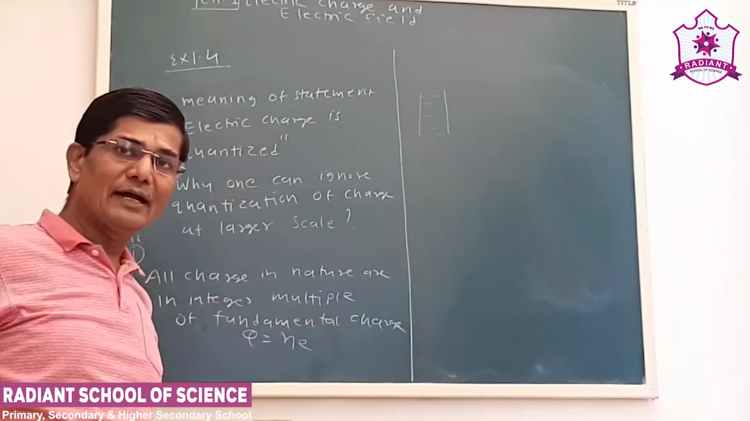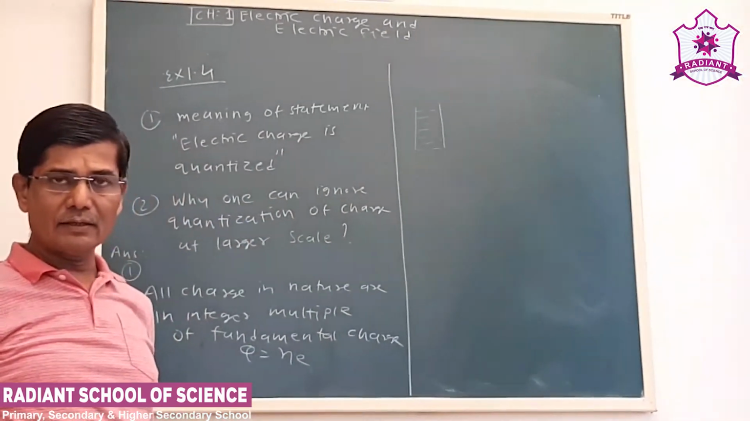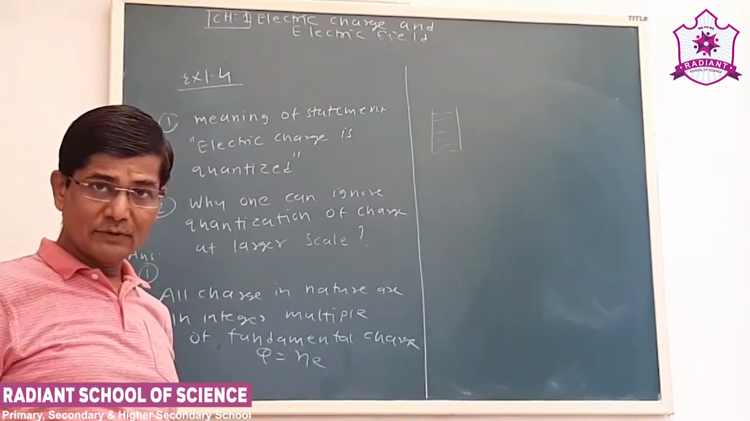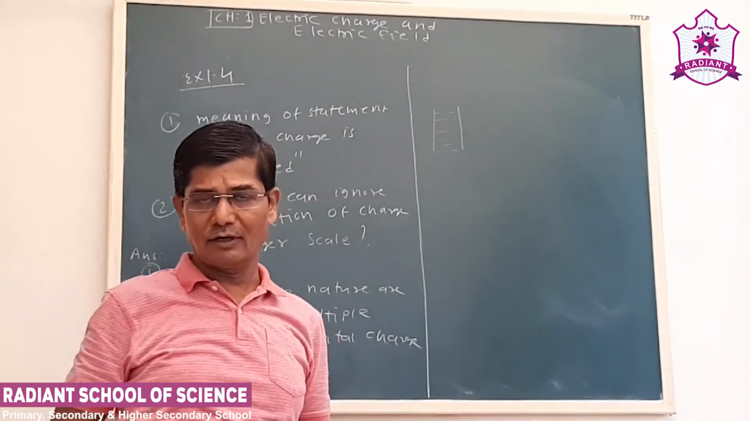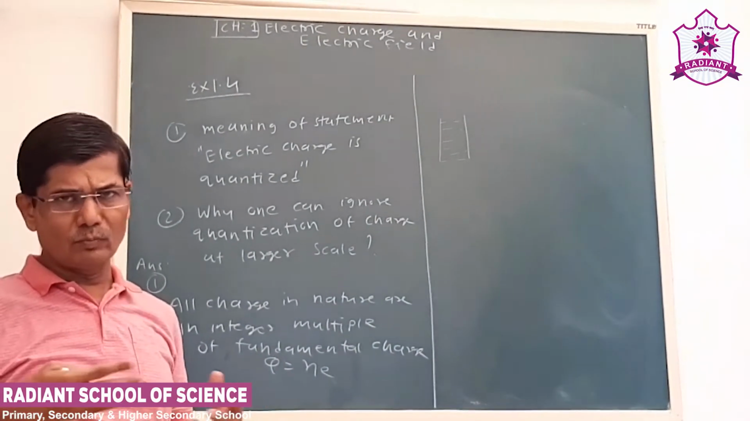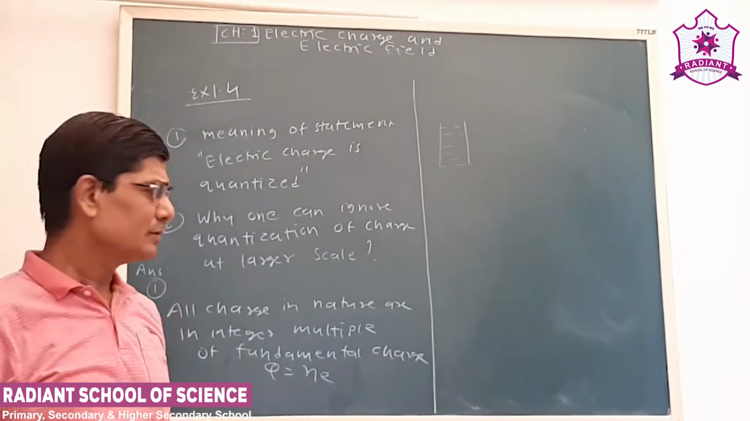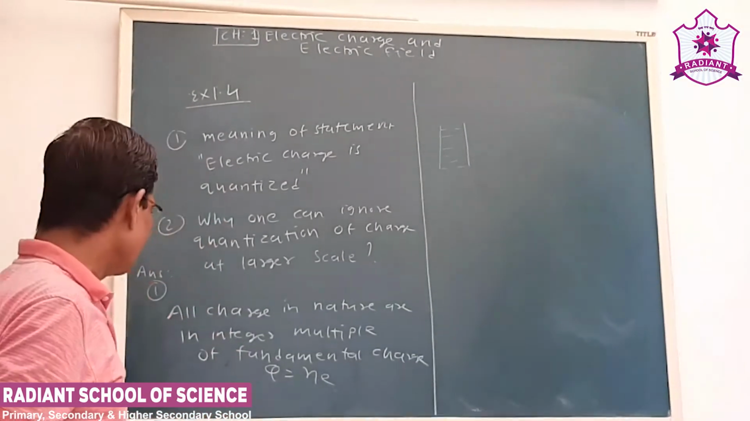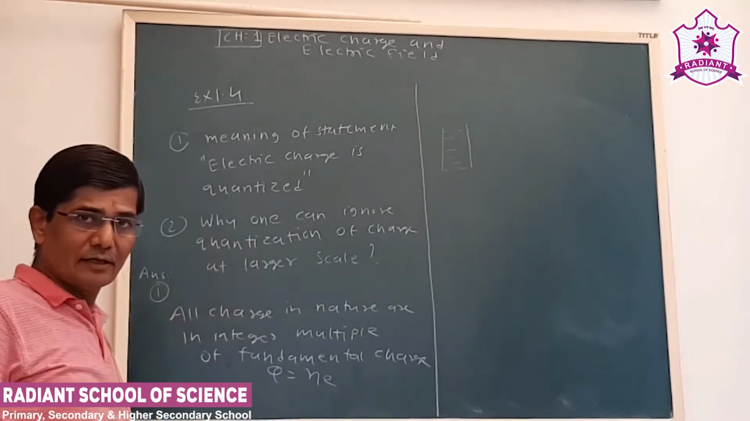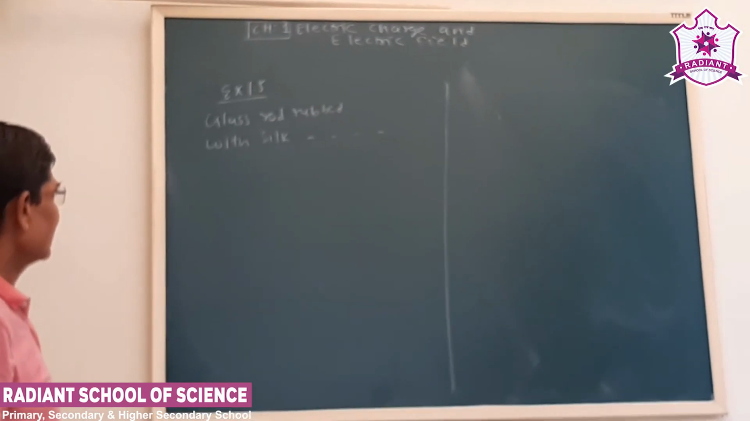But see, on a larger scale, this is water in a glass, but suppose we take water on a larger scale, let us say water in the Sabarmati river. Now see, the quantity will be huge. In that case, the calculation of moles and all will be very much larger, and the quantization will be insignificant. So what we can suggest is that on a larger scale we can ignore the quantization of the charge.